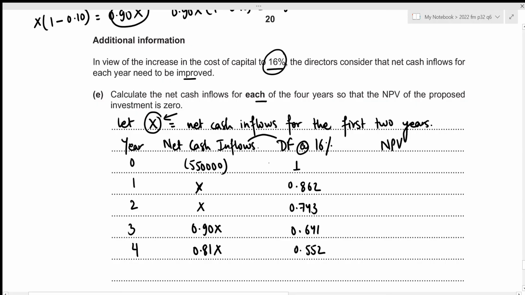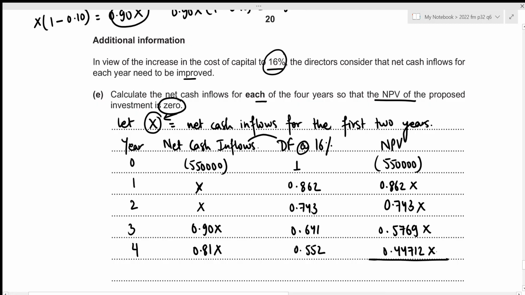Now we can figure out the net present value by multiplying our net cash inflows with our discount factor. So for year 0, that is 550,000 times 1. For year 1, that is x times 0.862, so that's 0.862x. Then for the second year, that's x times 0.743, so that's 0.743x. For the third year, that is 0.90x times 0.641, which is 0.5769x. And for the fourth year, that is 0.81x times 0.552, which results in 0.44712x.